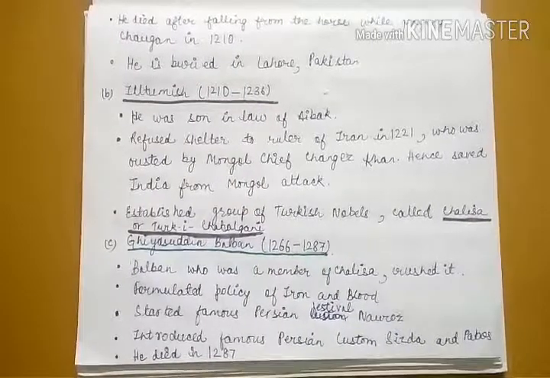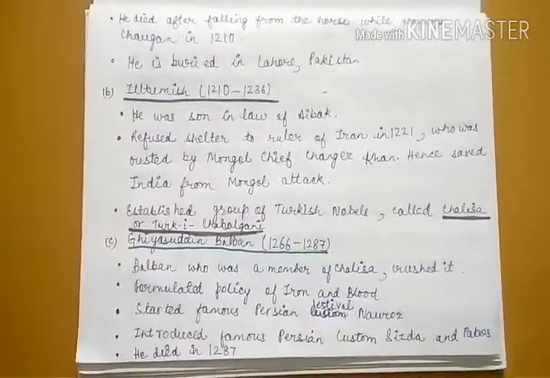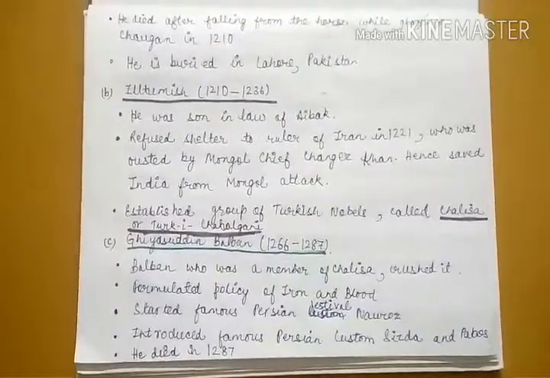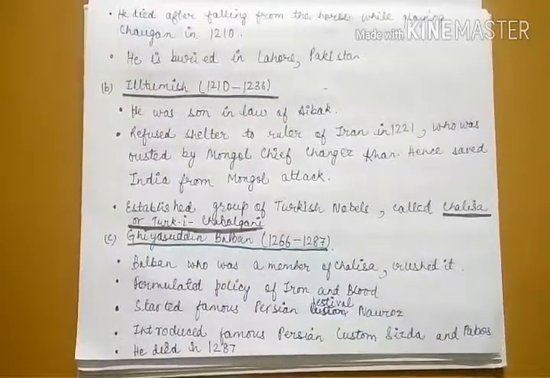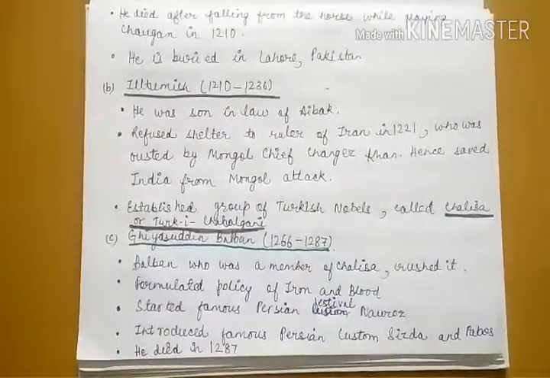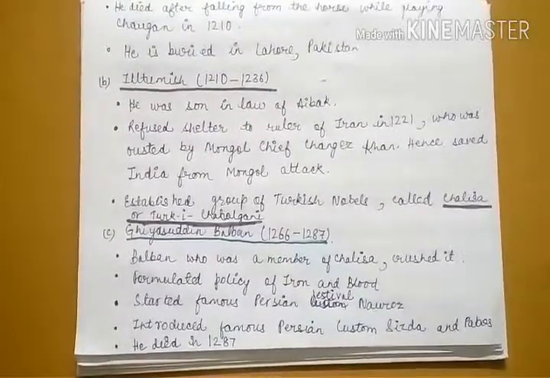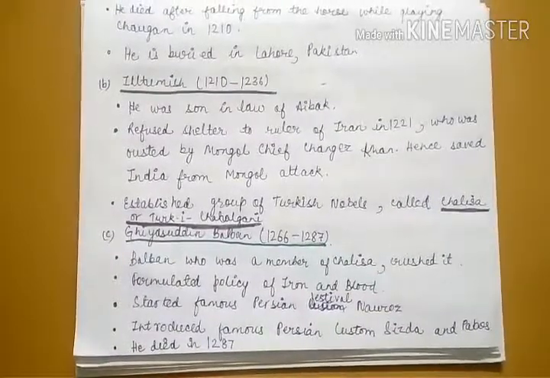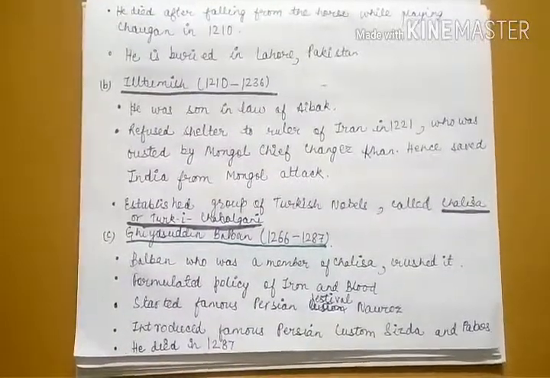After Iltutmish, 1236 to 1240 was the period of the daughter of Iltutmish, Razia Sultan. This was the first woman ruler of the Delhi Sultanate. After that came Ghiyasuddin Balban. He was a member of Turkan-i-Chahalgani during the times of Iltutmish. He was the one who formulated the policy of iron and blood. Nowruz, the Persian festival, was started by Balban. Also, he introduced some Persian customs such as Sijda and Paibos. He died in 1287.